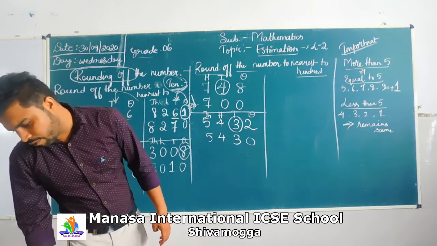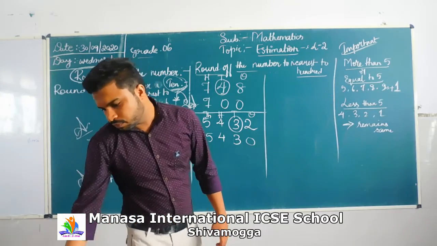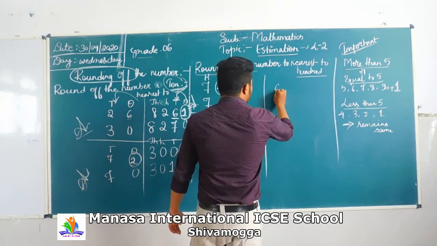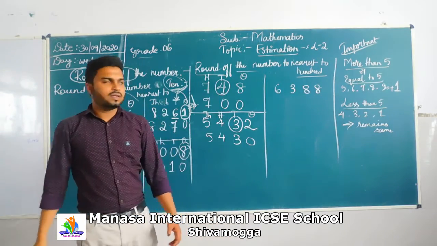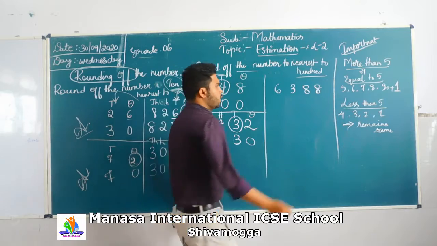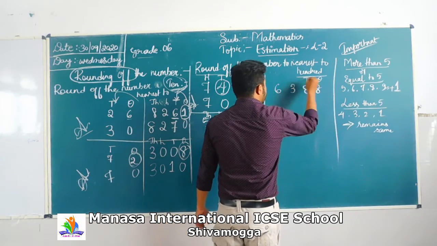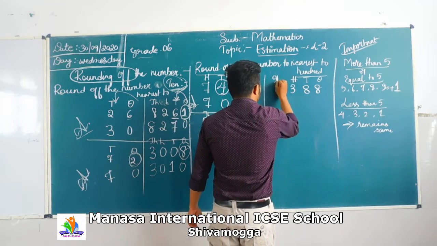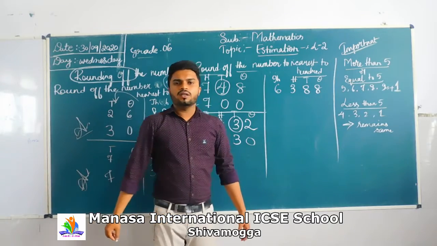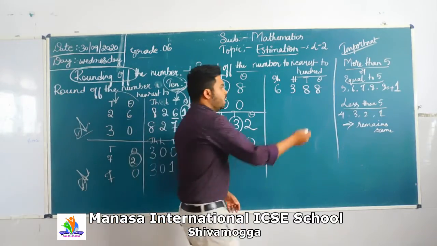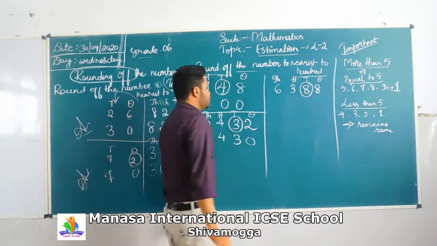One more problem we have. See here. 8, 8, 6, 3, 8, 8. This is ones, this is tens, this is 100, this is 1000. Look at the number in the tens place. It is what? It is 8.